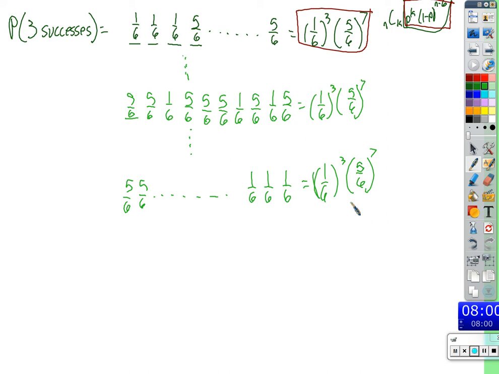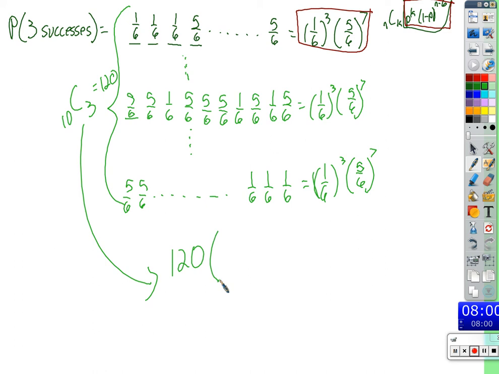So altogether, how many times does that come up? It comes up 10C3 times, or I heard 120. So really what we get is 120, that comes from here, times 1/6 to the third, times 5/6 to the 7. Anybody do that? Get a decimal for that. 0.046. I like the 4 decimal places.